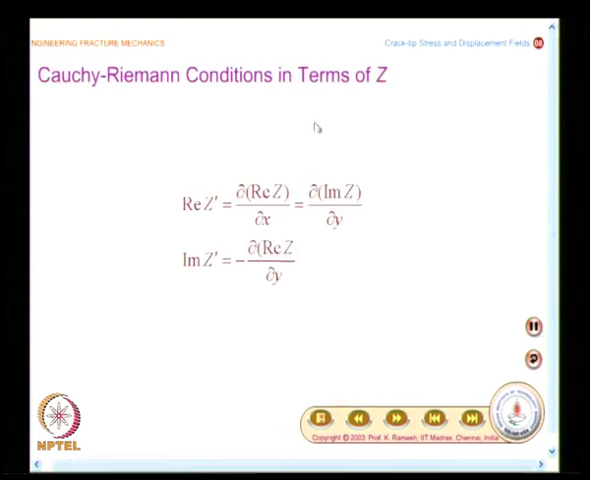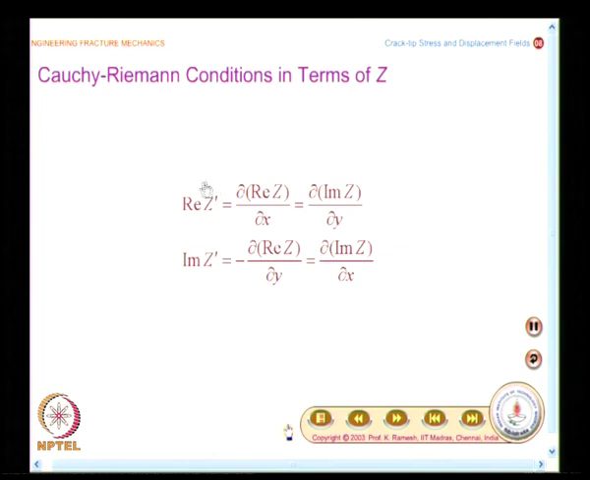And what are the Cauchy-Riemann conditions in terms of the function Z? You have already seen dou u by dou x equal to dou v by dou y. So, this is written as dou of real part of Z divided by dou x equal to dou of imaginary part of Z divided by dou y. That is written straight away from your basic definition of the Cauchy-Riemann conditions, and you have to remember these conditions for simplification later.